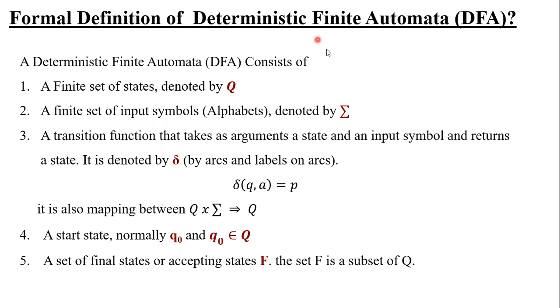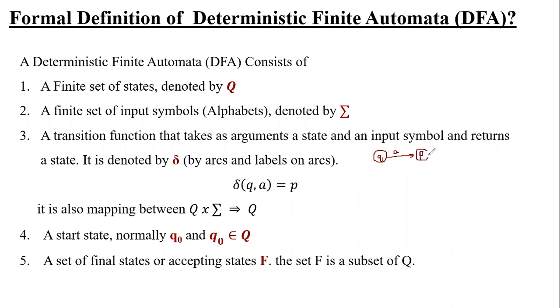And there is a transition function. A transition function means it's a function because it takes two arguments. One is the state, the other one is the alphabet, and it determines what could be the next state. For example, we are in some state Q, and from the state Q we have an input A, then it would determine that the next state would be P.